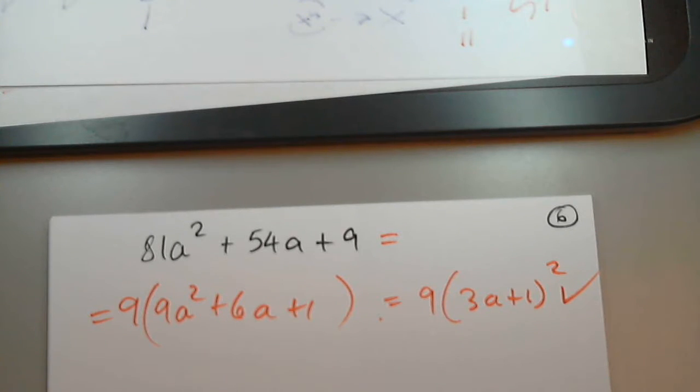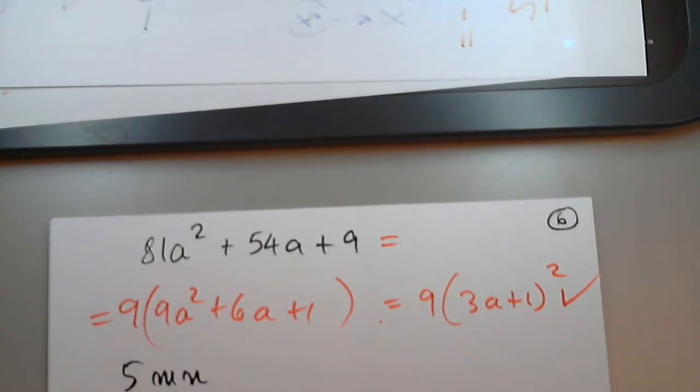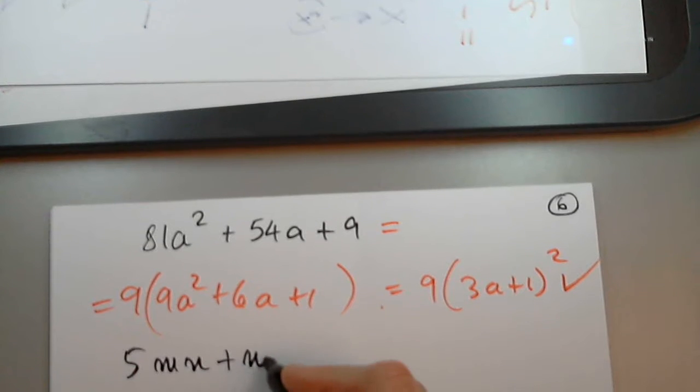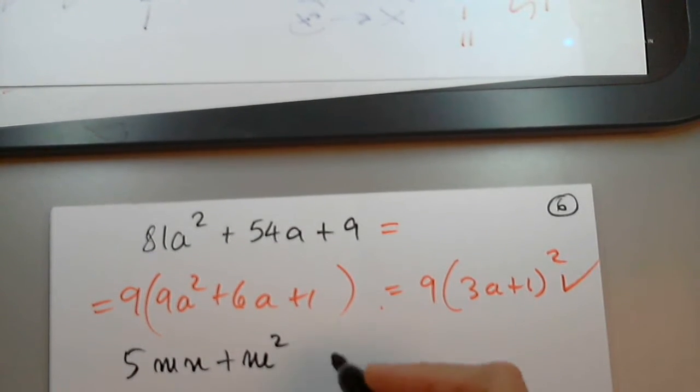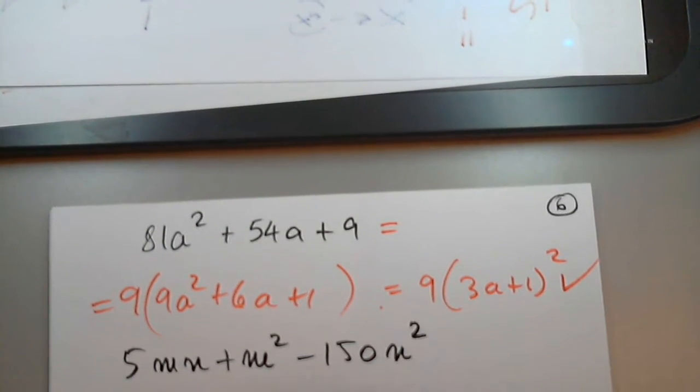I would like the bottom part and the top on the next page. I like one example from the bottom and one example from the top. 5mn plus m squared minus 150n squared, on the previous page at the bottom. Very good. So I'm asking myself, what is it? The answer is a trinomial. Is it in descending order? No, it's not in descending order.